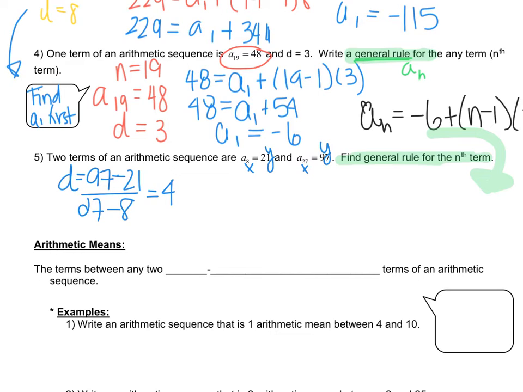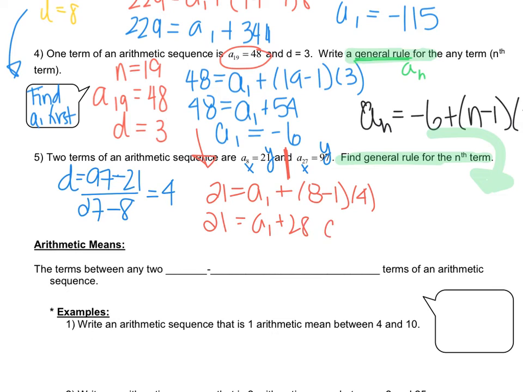So we have to go back and do what we did in the previous example down here again. And it doesn't matter which term you use. I can use the 8th term or the 27th term. Just don't mix them up. So keep these separate. So 21 equals a1 plus 8 minus 1 times 4. So you should get a1 to equal -7.